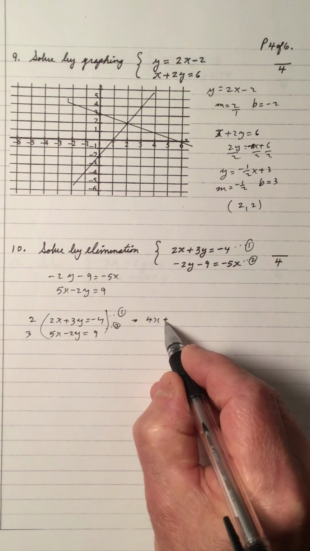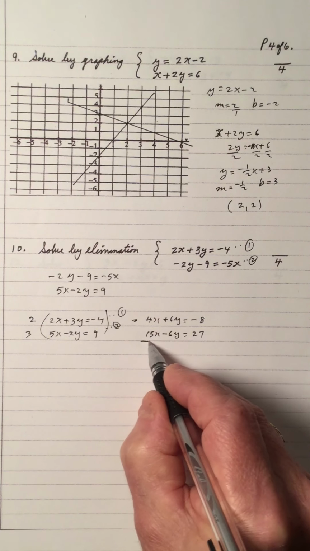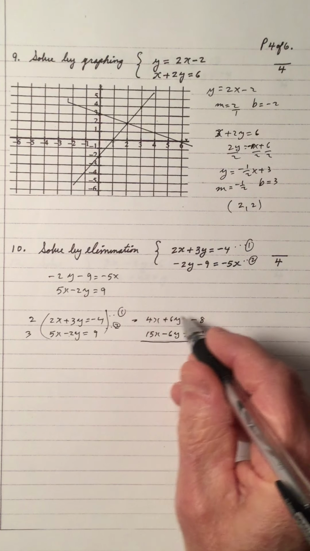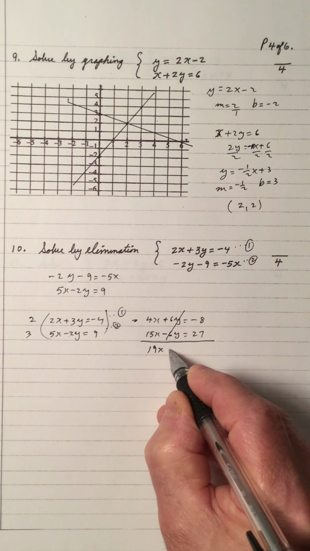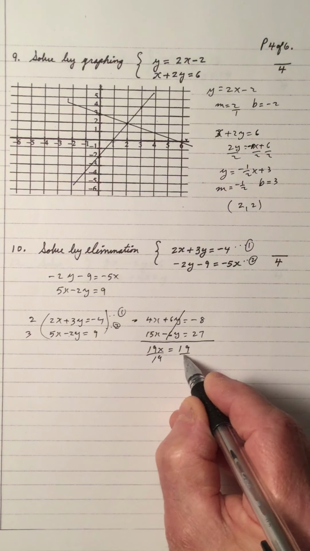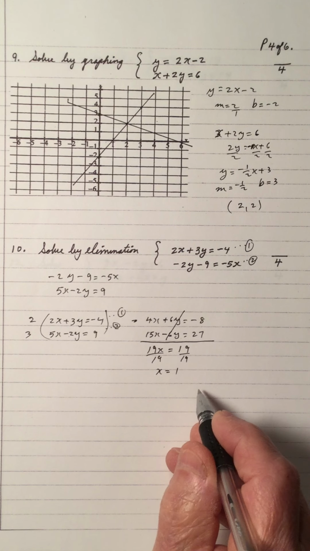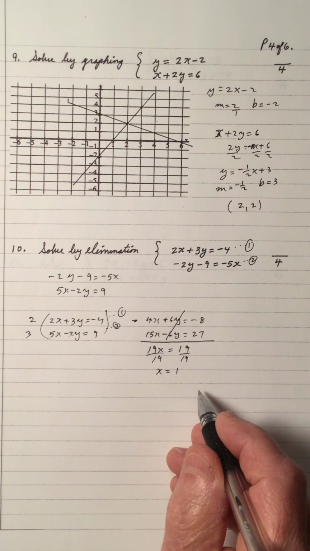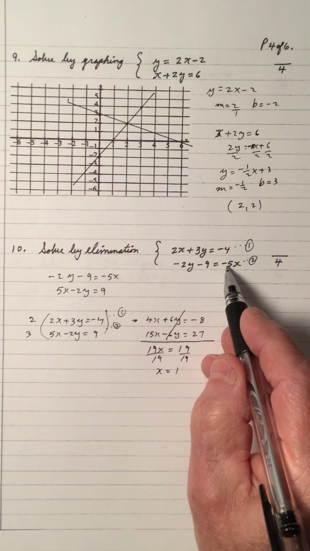Multiply each term by 3. When you do, you keep it balanced. 3, perfect. Now when I have them done, I'm eliminating the y's, they cancel out, so I get 19x equals 19. Divide by 19, and x is 1.